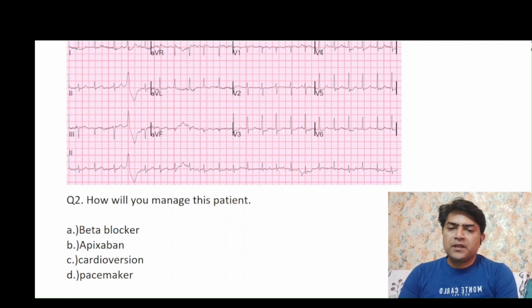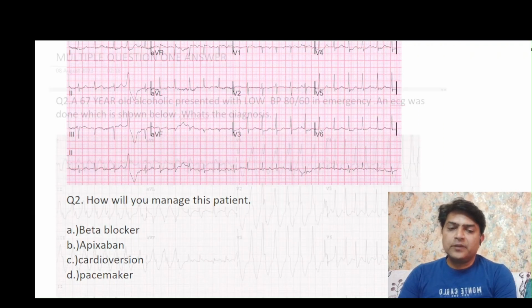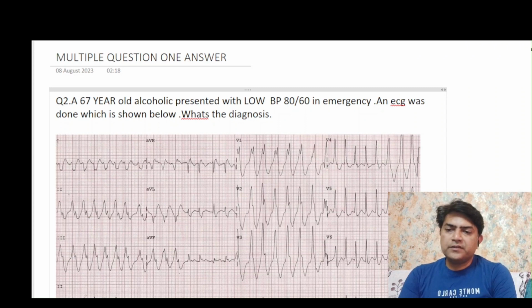So you see, this is how you can diagnose a case of atrial fibrillation, and then we'll proceed to management further on. Now coming back to our second question: a 67-year-old alcoholic presented to the emergency with low BP, 80 by 60, and an ECG was done, which is shown below. What is the diagnosis? Now you can see here that it is not a narrow complex tachycardia. The tachycardia is there, but it is a wide complex tachycardia.